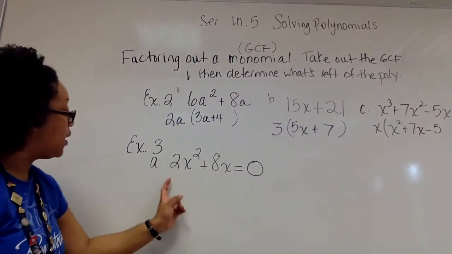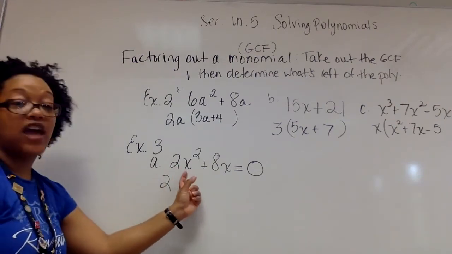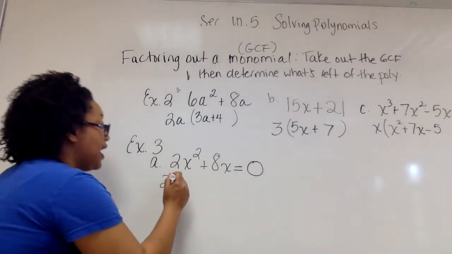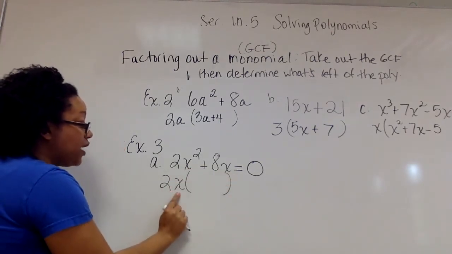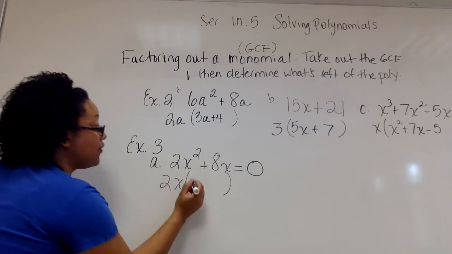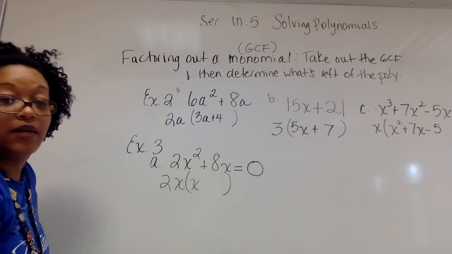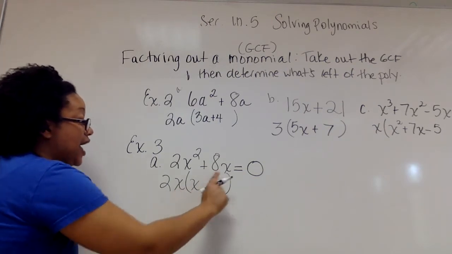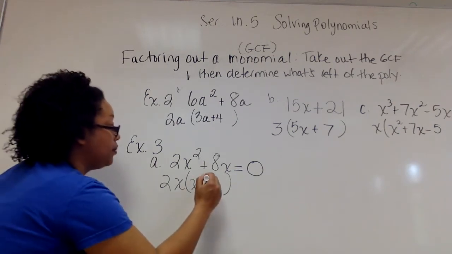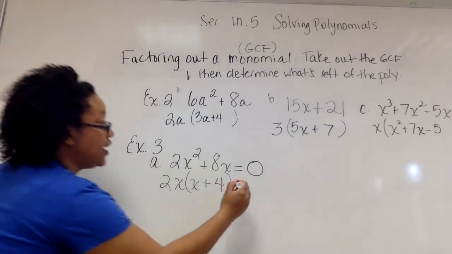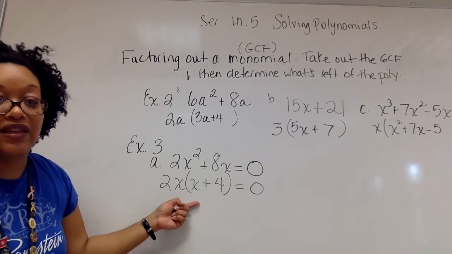So GCF, 2 and 8. What's the GCF? 2. What's the GCF between x squared and x? X. All right? What's left? If I have a 2x and I want to get x squared, I have to multiply by x. 2x times x is x squared, right? If I have a 2x and I want to get 8x, what would you have to multiply by? Plus 4. Then I just add that 0 at the end.